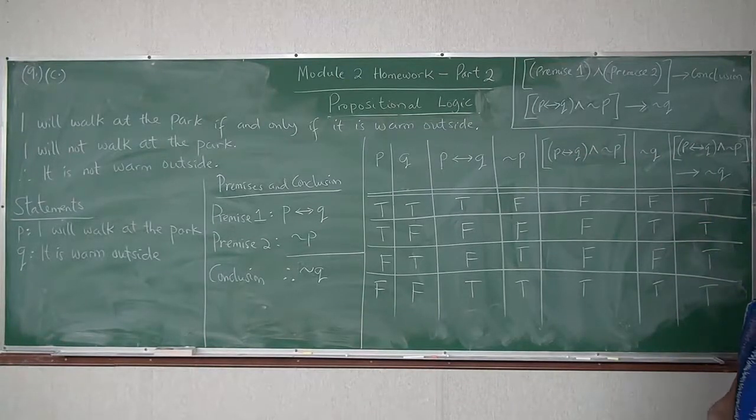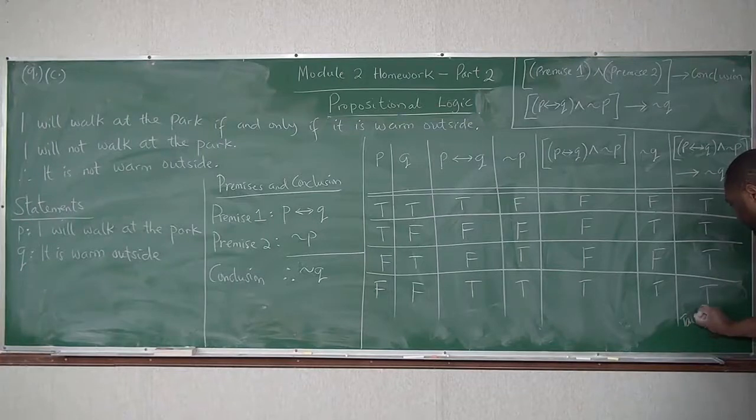I will walk at the park if and only if it is warm outside. I will not walk at the park. Therefore, it is not warm outside. That is a valid argument. So this is a tautology. Valid argument.